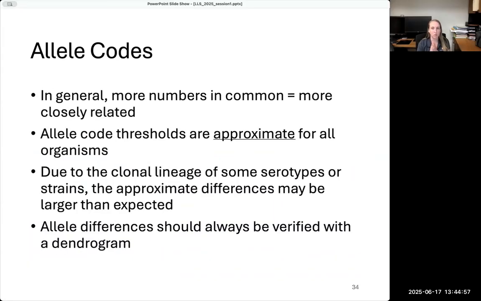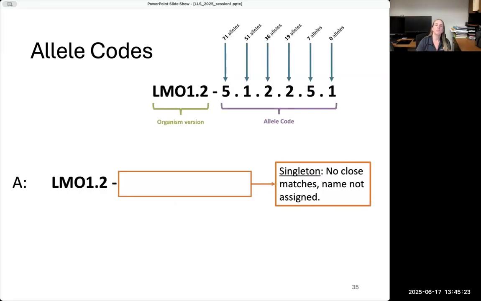So in general, the more numbers in common two isolates have, the more closely related they are. They're approximate for all organisms, they're not exact, and we'll get into one of the reasons why later. Due to the clonal lineage of some serotypes or strains, the differences may be larger than you would expect based on the allele code, and you should always verify those with a dendrogram. Here are some examples of allele codes, and I have the example Listeria one up here so that you can see the differences between the digits and refer back to that.